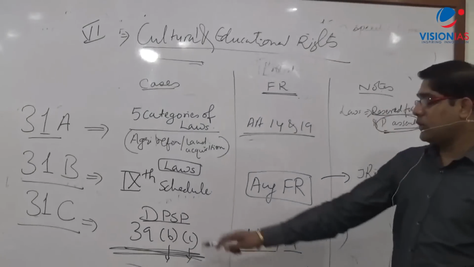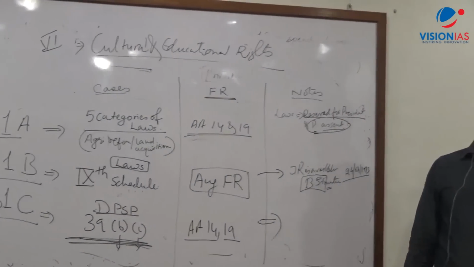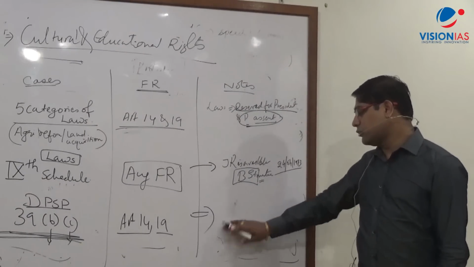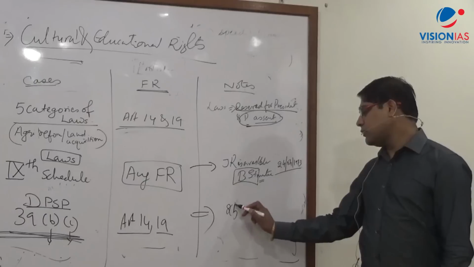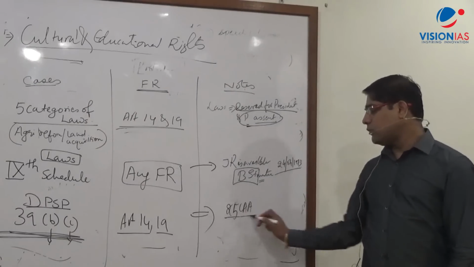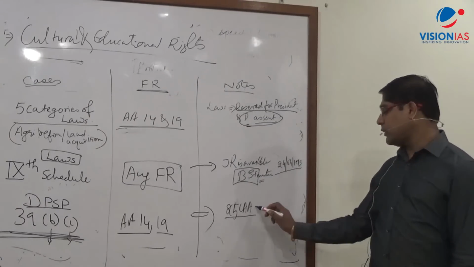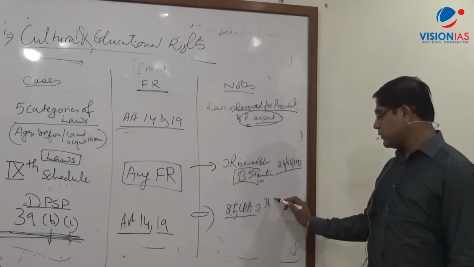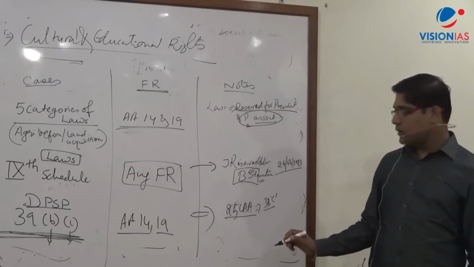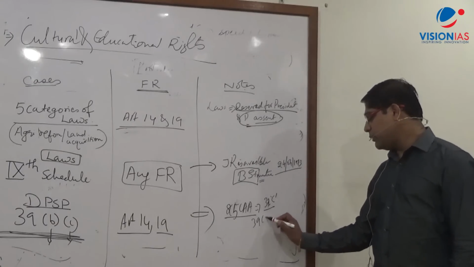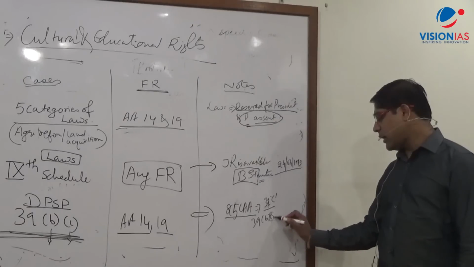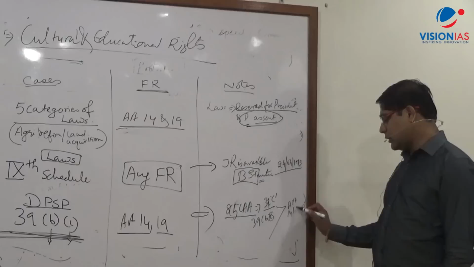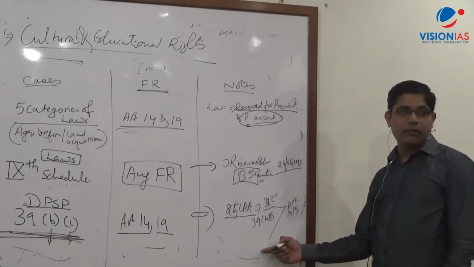नोट्स में ये है कि this has been added by 42nd, नहीं सॉरी 24th, नहीं 25th Constitutional Amendment Act. 25th Constitutional Amendment Act has added this 31C. मतलब I am writing here, 39B and C is having an upper hand over Article 14 and 19. समझ में आ रहा है ये? All of you have understood.